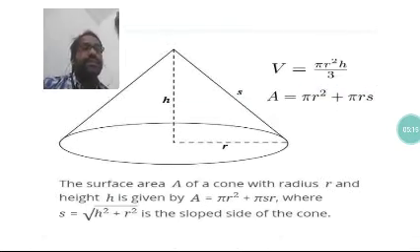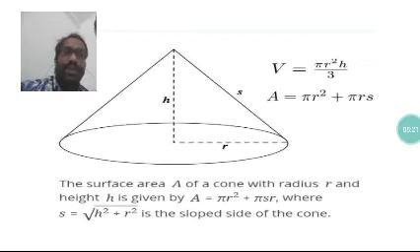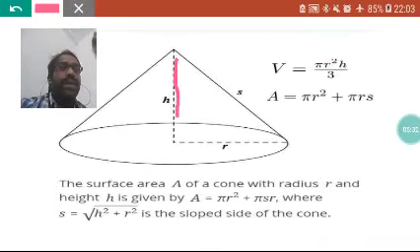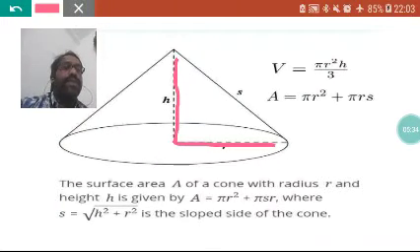Now this shape is called a cone. In this cone, why I have drawn this, I would like to show you that. See, height you know, radius you know, but in a cone one more height is there, that is called slant height.